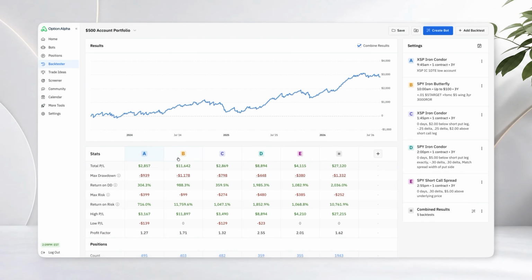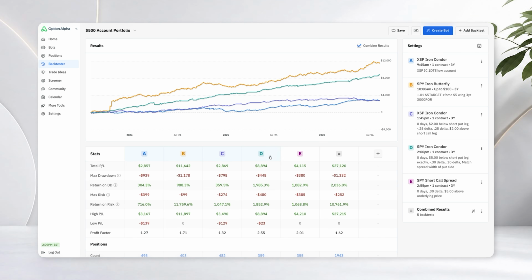Now, before I actually trade this new OA portfolio with the small account live, I made some changes, and I want to walk through those changes before any live trades happen.